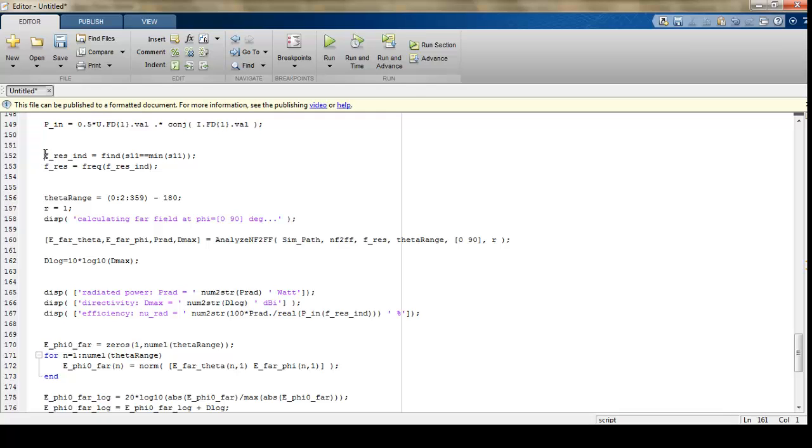The first step is finding the resonance frequency from the reflection coefficient. This calculates the far field from the range phi equals 0 degrees to phi equals 90 degrees. The field at radius r is then evaluated. E far theta is the theta component of the electric field strength at radius r. E far phi is the phi component of the electric field strength at radius r.